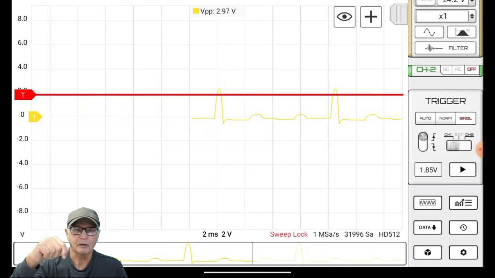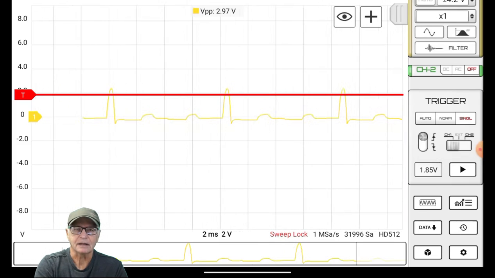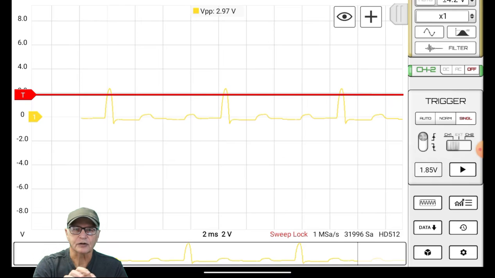And notice at the bottom of the page where it says sweep lock, that means that the sweep is on pause and that our points will not get overwritten and that our event remains on the screen. It remains on that page. That page can be saved, but it's the only page in scope mode that can be saved.